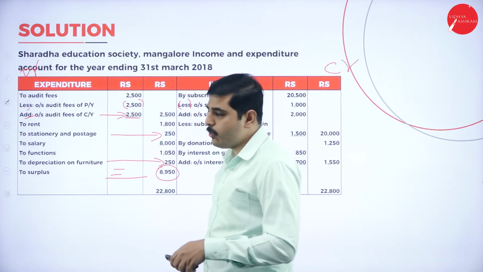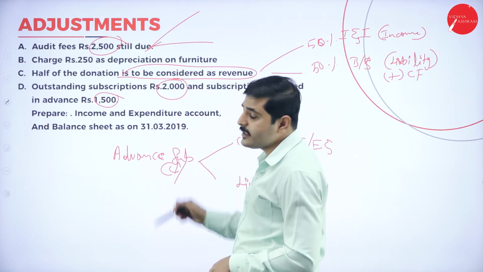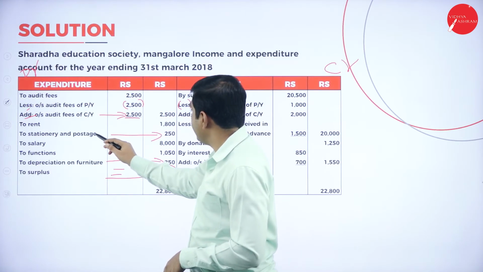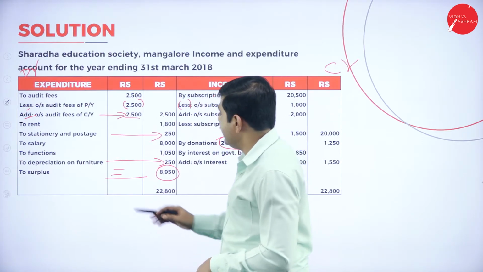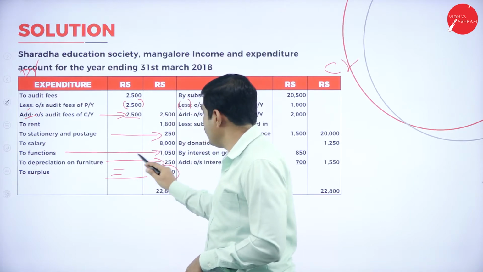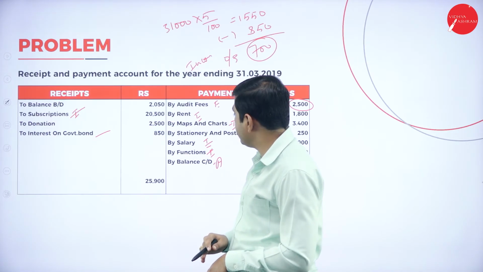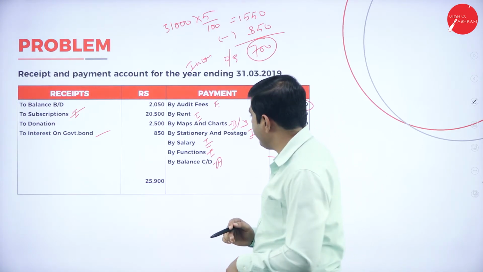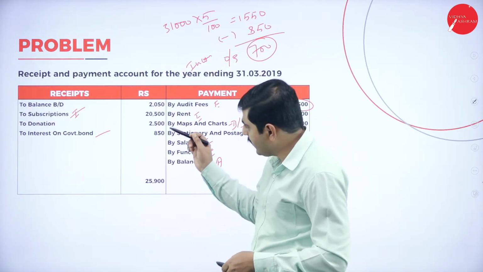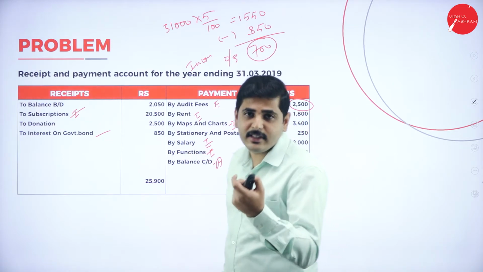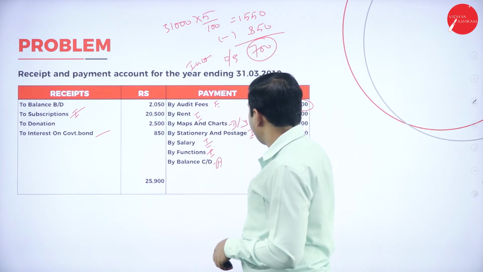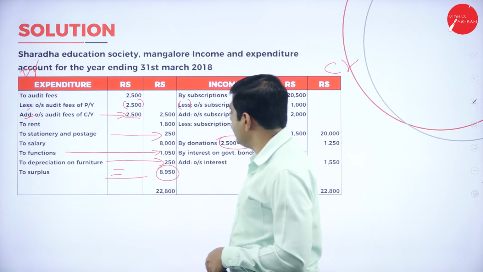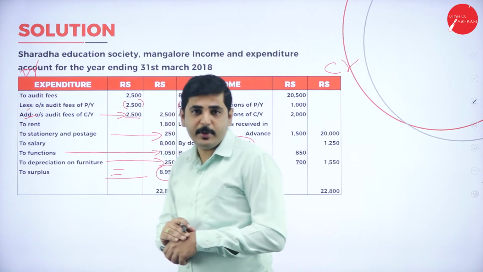Next one, salary. No outstanding or prepaid salary is given, so we can directly take the total salary. Next, function expenses: we can show 1050. Function expenses are as given, with no outstanding or prepaid. For every expense, please check whether there is an outstanding or a prepaid amount. Next one, after this, depreciation on furniture.